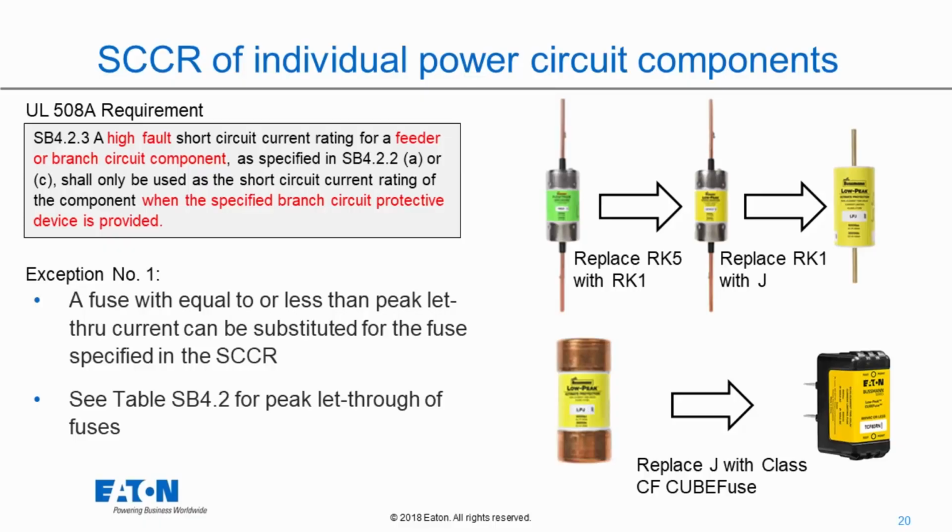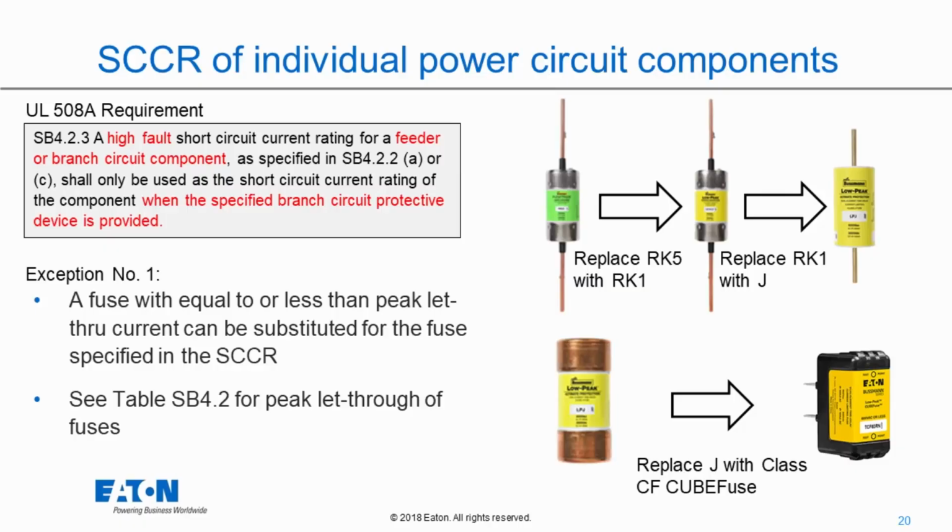There are 4 exceptions here, right? In a high fault rating, remember how I said it's sort of a generic rating? It just says any 20 amp class J fuse. I'm actually permitted, per exception 1, that if I have a high fault rating listed with a specific fuse, I can use a fuse that has equal or less peak let-through current, which is essentially saying it's more current limiting. If I can use a more current limiting or equally current limiting fuse instead of that fuse, I can still use that high fault rating.